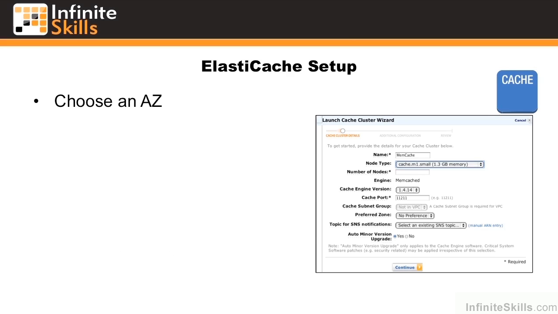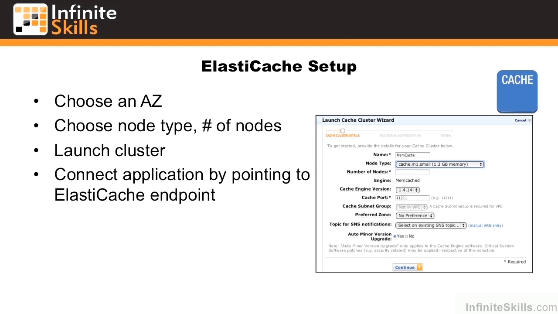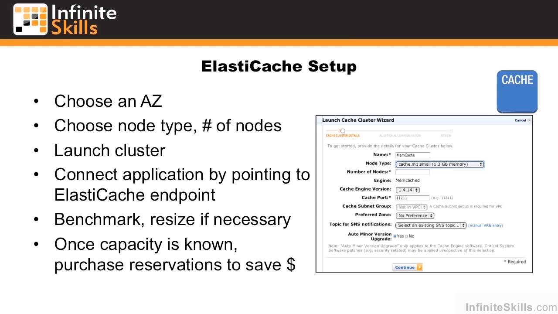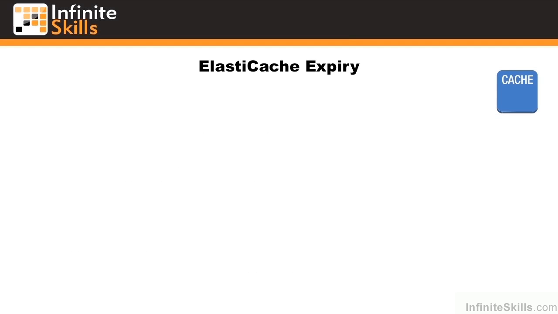To set up Elasticache, you first must choose an AZ, choose the node type and the number of nodes, launch your cluster, connect your application by pointing it to the Elasticache endpoint for results that you want to pull from it, then benchmark and resize if necessary. Once you know your capacity, it probably makes sense to buy reservations and save money.